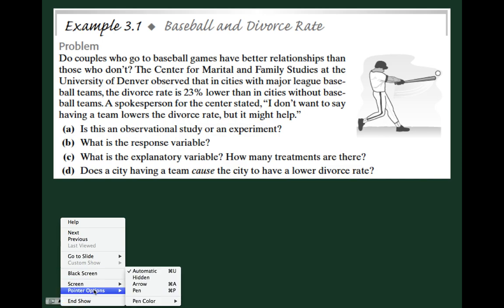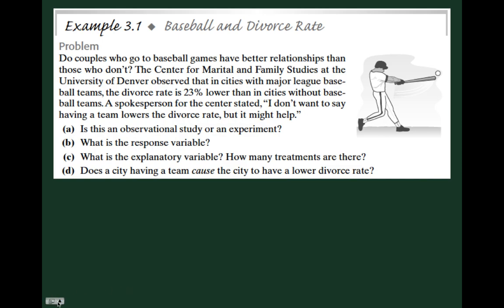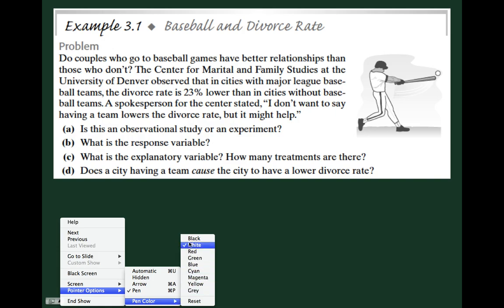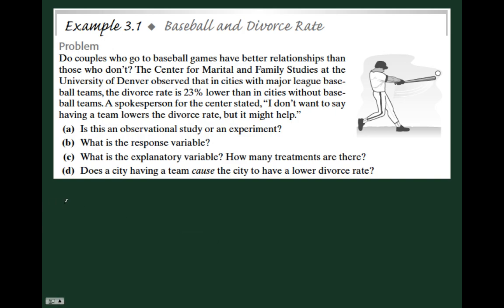Is this an observational study, or is this an experiment? Well, one of the ways we can determine whether or not we're dealing with an observational study or an experiment is by thinking about whether there's some kind of a treatment that's being actively imposed by the researchers. In this case, the researchers are simply observing or noticing that cities with Major League Baseball teams have lower divorce rates. So this is what we would call an observational study.